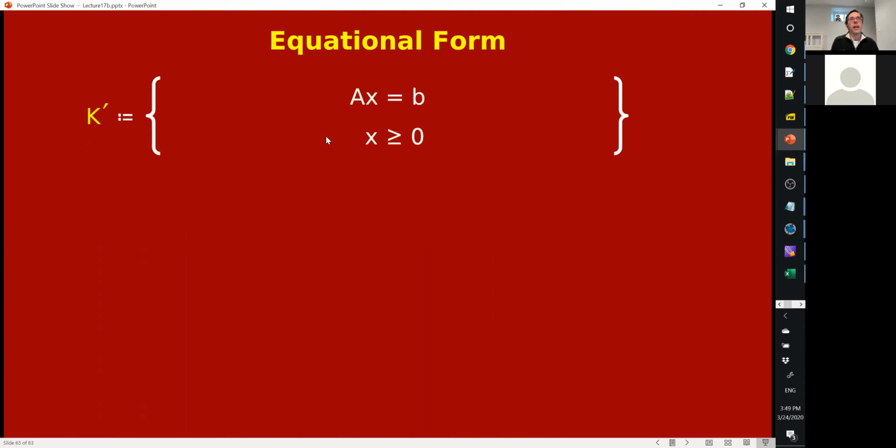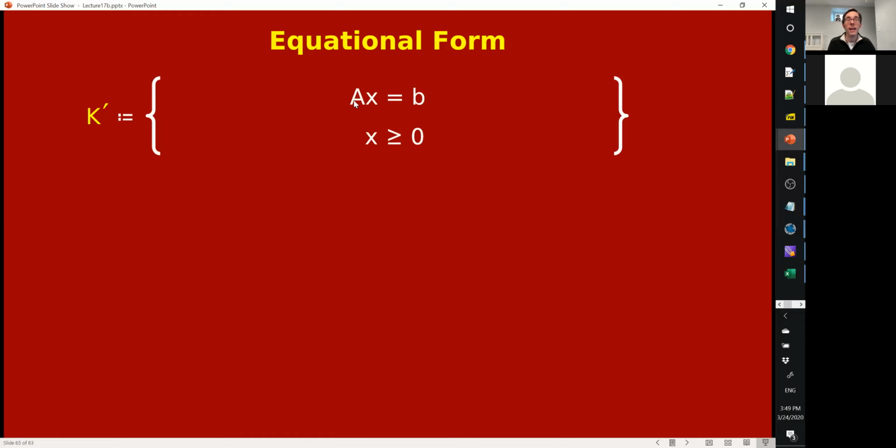Okay, so let's write K prime a little bit more briefly. We're going to call the variables x now, even though really they're the xi plus and minus and also the s's, but I'm going to forget all that and just say, let's call the new variables x and the new b is b. And so, an equational form LP looks like this.